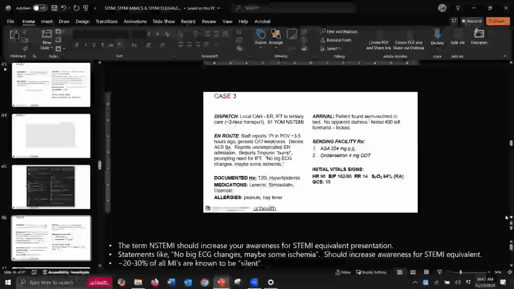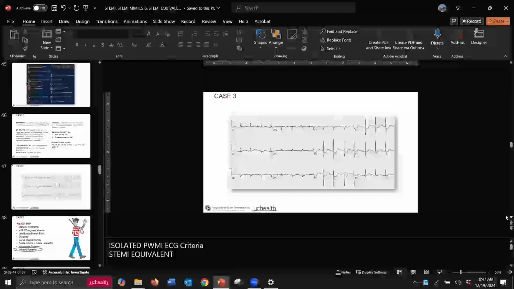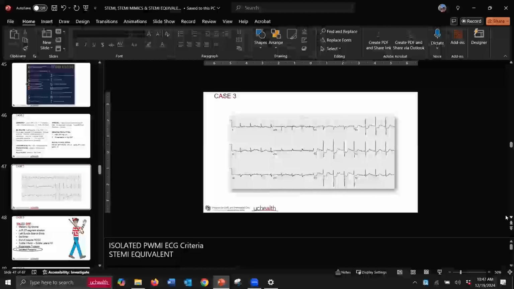Well, an NSTEMI, because that's what you're taking. It's what you were dispatched for, right? It's an NSTEMI. It doesn't meet STEMI criteria, so therefore the troponin bump, it's an NSTEMI, isn't it?